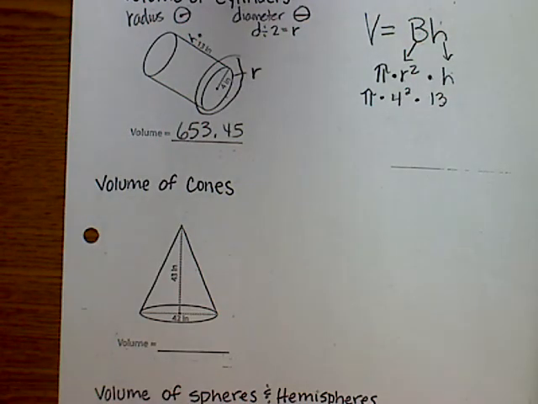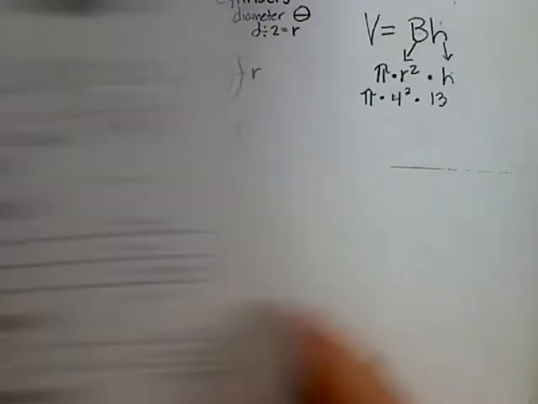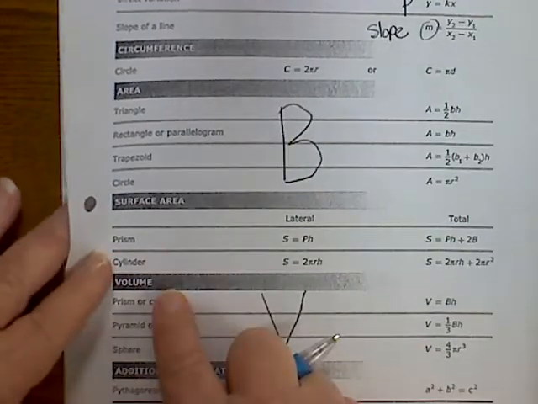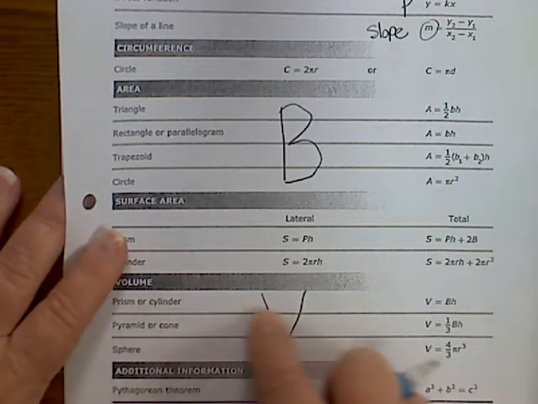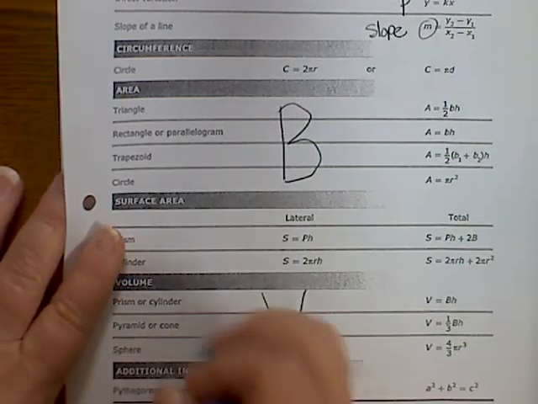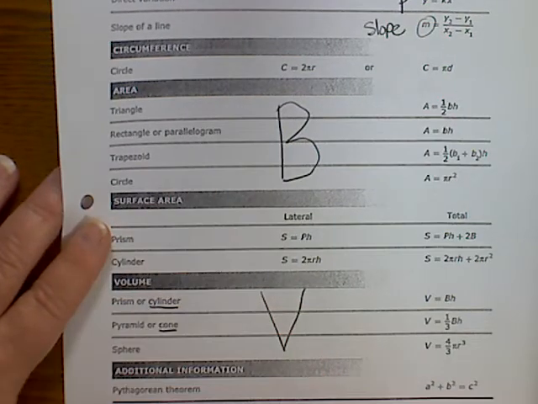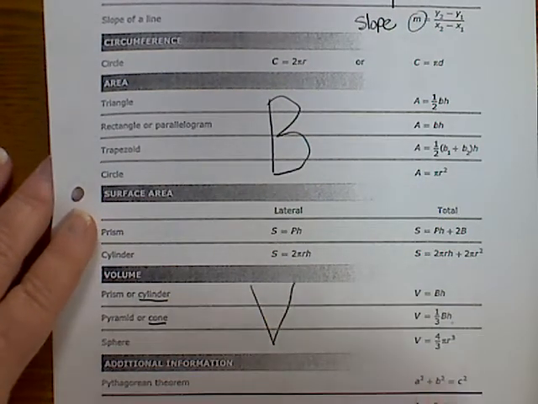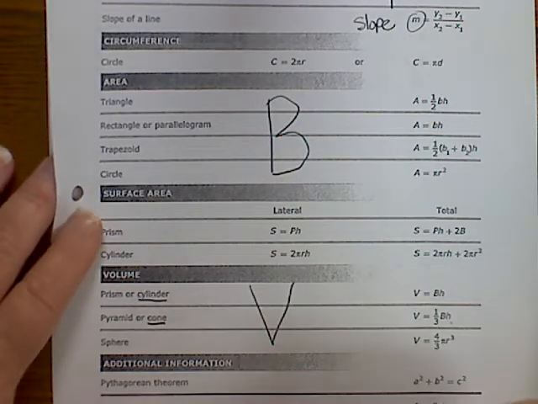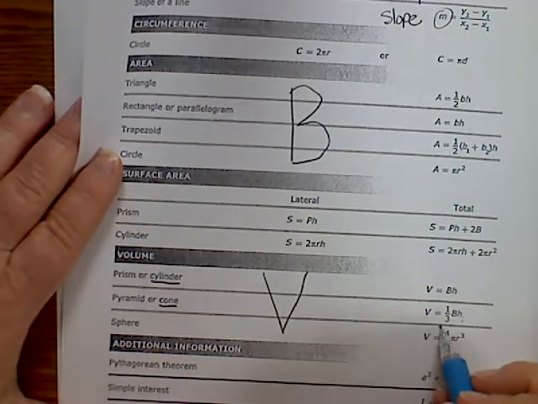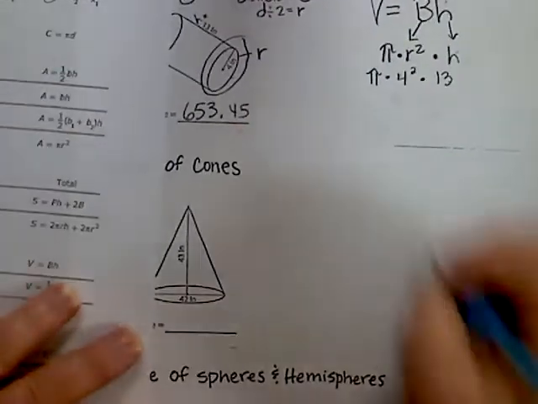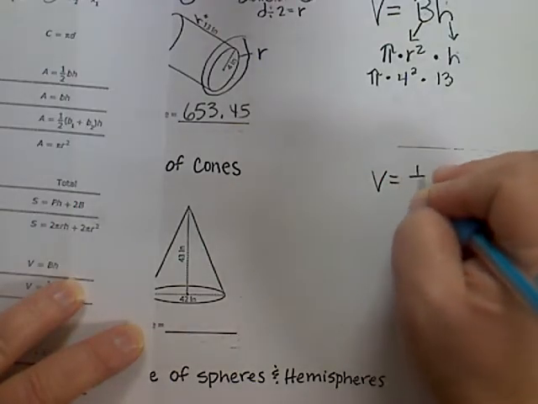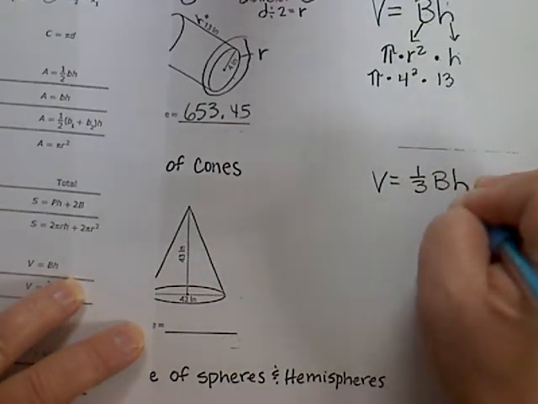Next we have volume of cones. So now we are going to go to our volume formula and we are going to look for a cone. So we have cylinder, we have cone. Here's the formula for the volume of a cone. It is the same as a cylinder except it's 1/3. So I have V equals 1/3 big BH.